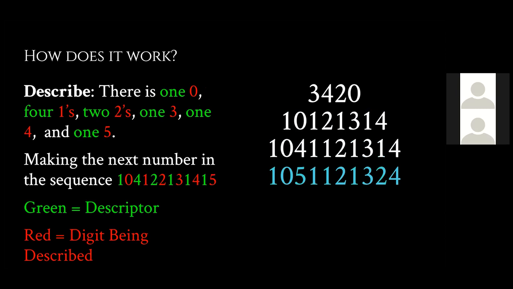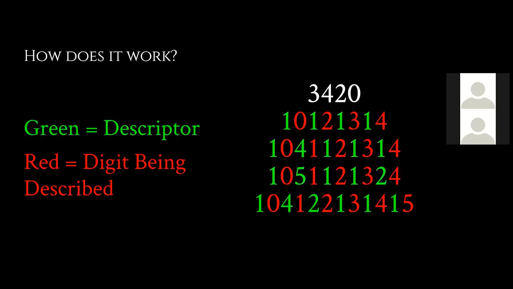So we see that there's 1, 0, 1, 2, 3, 4 1s, 2 2s, 1, 3, 1, 4, and 1, 5. So you just simply write it as 1, 0, 4, 1, 2 2s, 1, 3, 1, 4, and 1, 5. Once again, we have our little Christmas tree. It's a little thicker this time because we have more numbers. And this just kind of shows you guys how we're describing it with the little code over there.